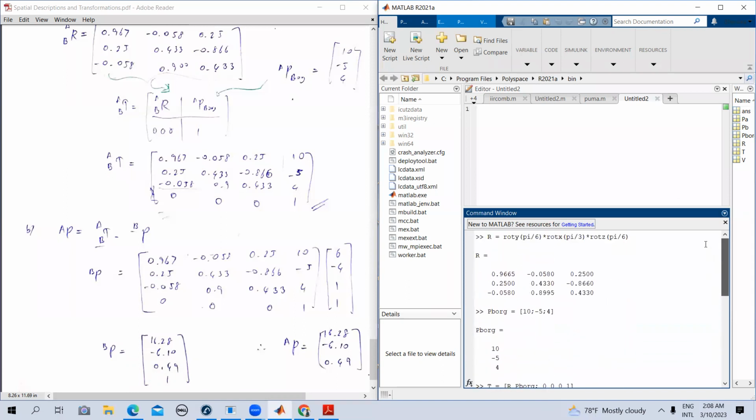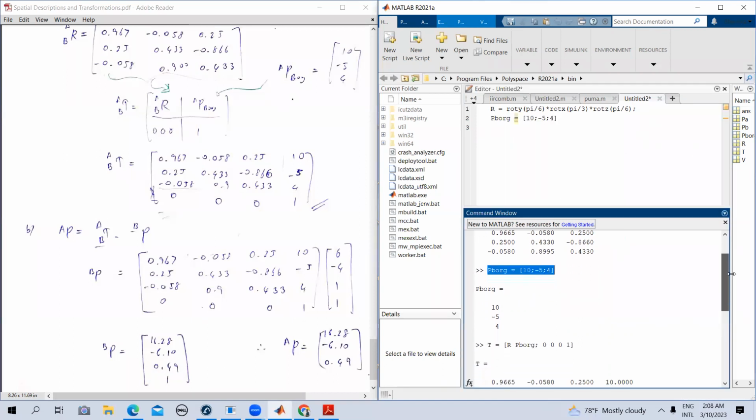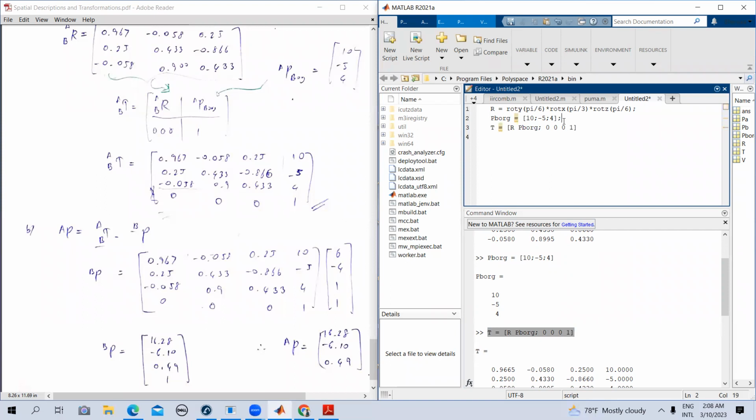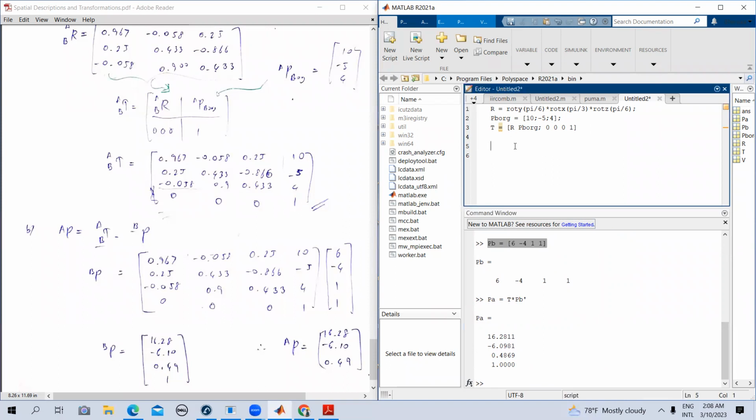So if we implement the M file, it's just this part. And then you define the PB origin, and you define the transformation matrix here, like this. Once you define the transformation matrix, whatever vector you want to find with respect to this particular coordinate frame, you simply derive the vector like this, and you simply multiply everything. So I will add these all. I want to display this.